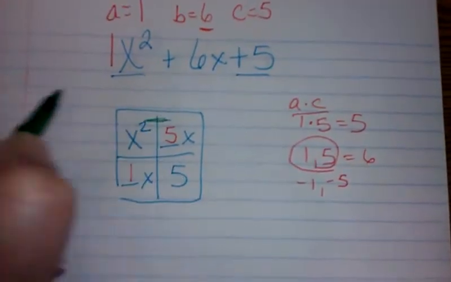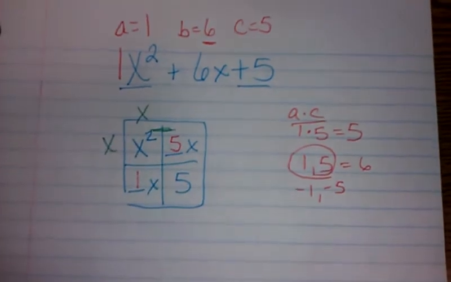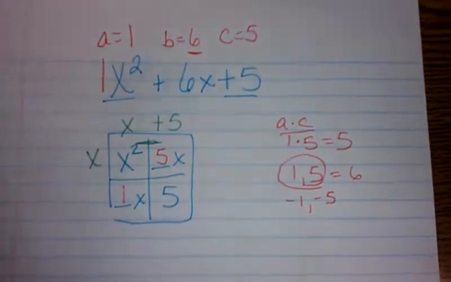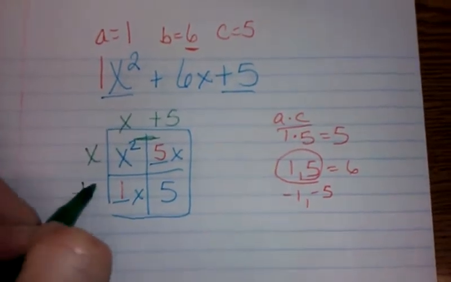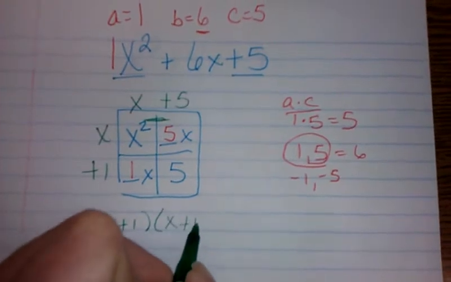Right here, when I go across, my GCF is x. And it's x times x. X times what is 5x? Plus 5. X times what is 1x? Plus 1. My factors are x plus 1 times x plus 5.